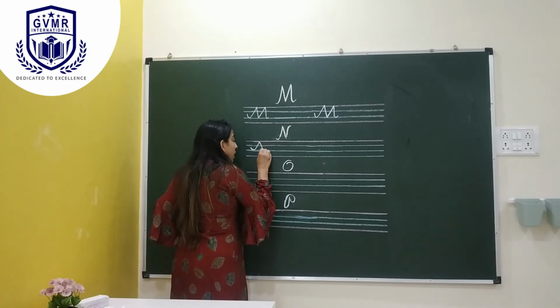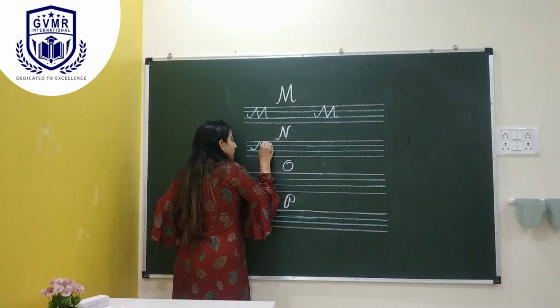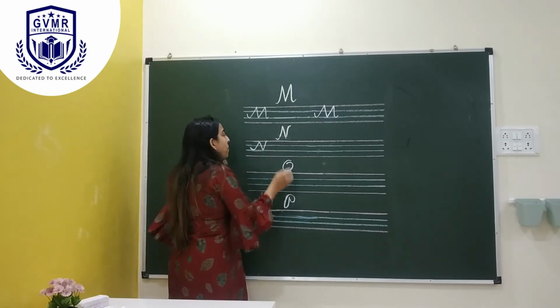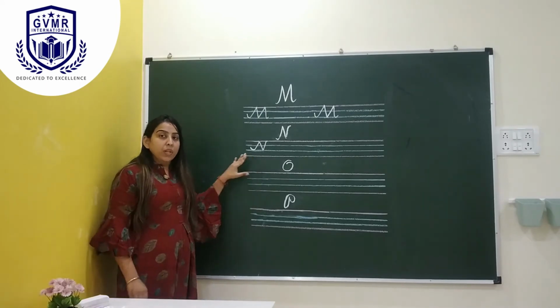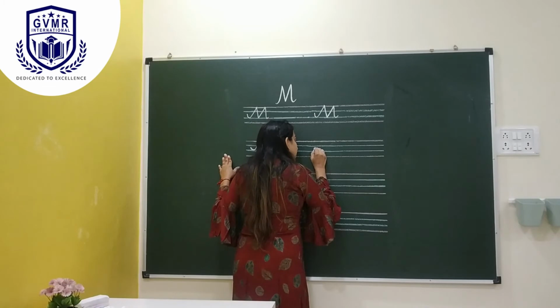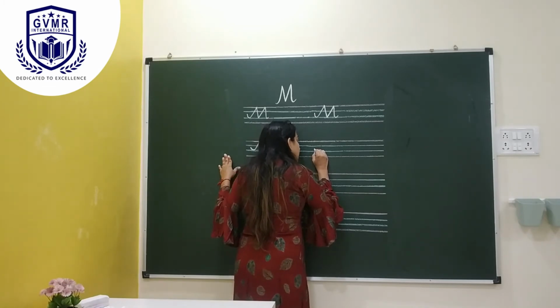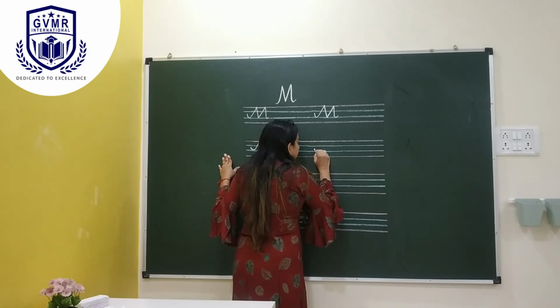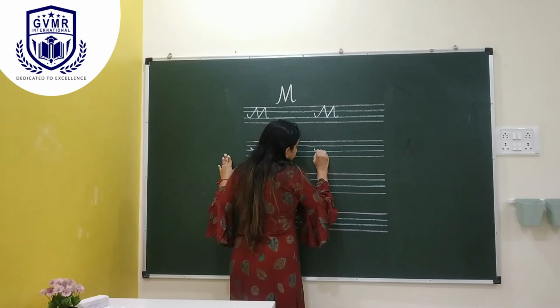From the second blue line, go up making a slanting line and touch the red line and take a small turn. Makes letter N. Write again. Start below the first blue line. Take a small turn towards right and touch the second blue line.